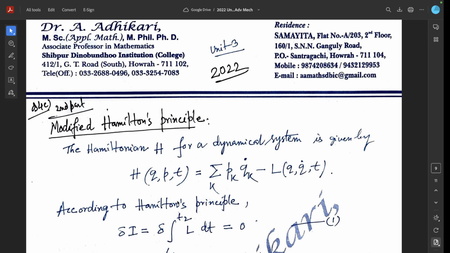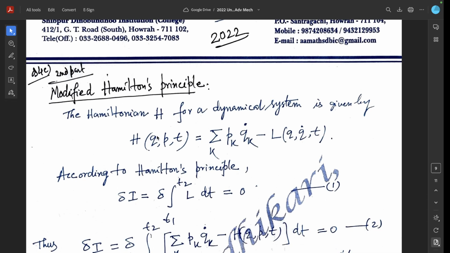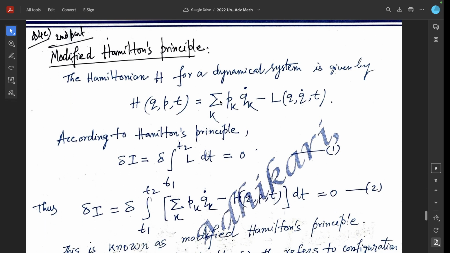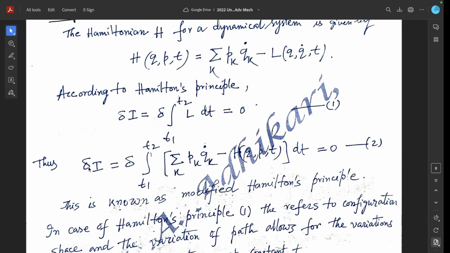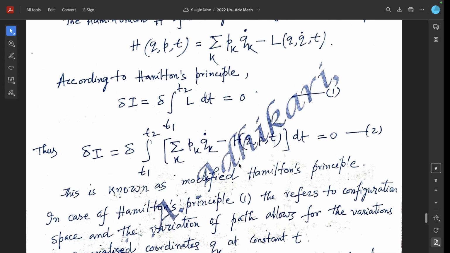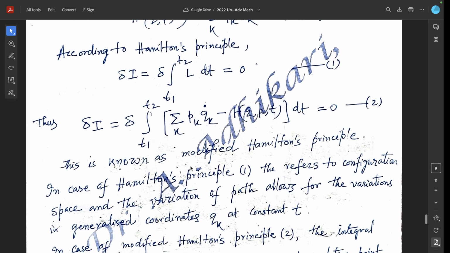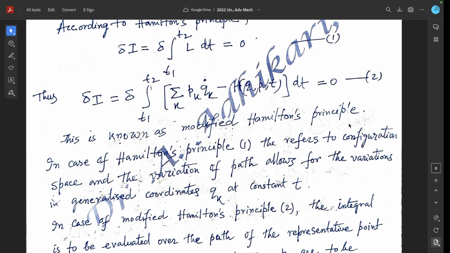Next part, modified Hamilton's principle. The Hamiltonian H for a dynamical system is given by H equal to the summation over k of p_k q_k dot minus L(q, q dot, t). According to Hamilton's principle, delta I equal to delta integral from t1 to t2 of L dt equal to 0. Thus, delta I equal to delta integral from t1 to t2 of summation of p_k q_k dot minus H(q, p, t) dt equal to 0. This is known as modified Hamilton's principle.